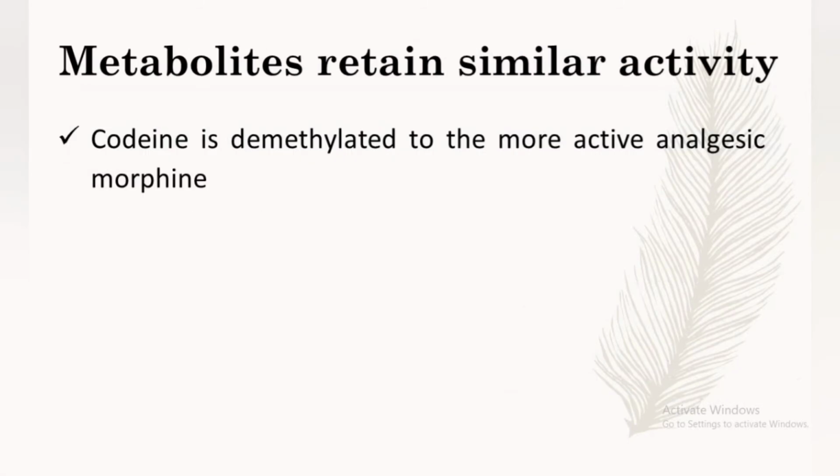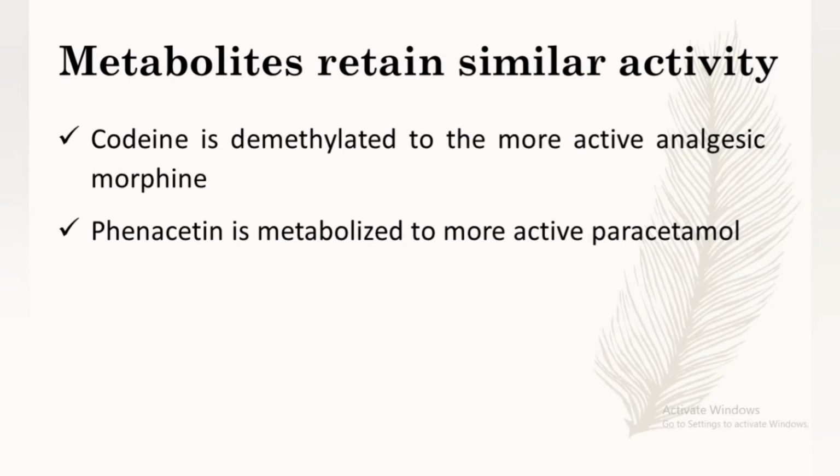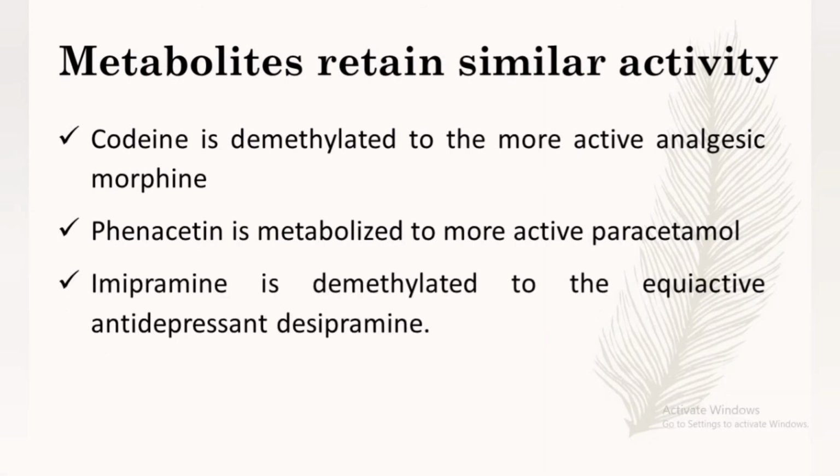And third one is metabolites that retain similar activity, such as codeine, which is demethylated to the more active analgesic, that is morphine. Phenacetin is metabolized to the more active paracetamol. Imipramine is demethylated to the equiactive antidepressant, that is desipramine.